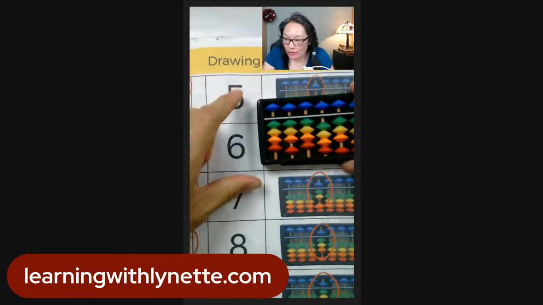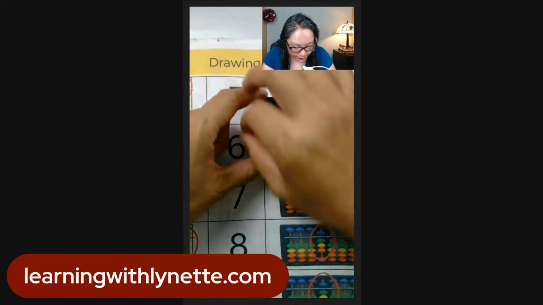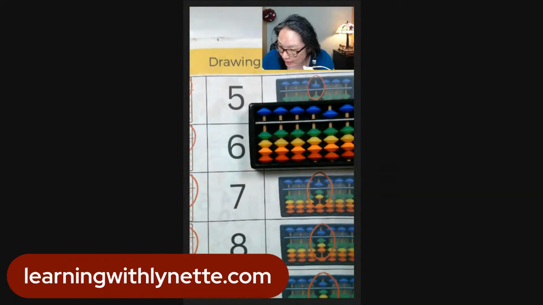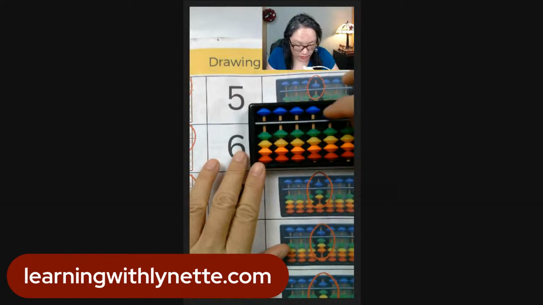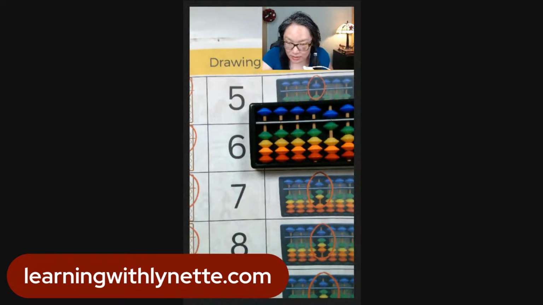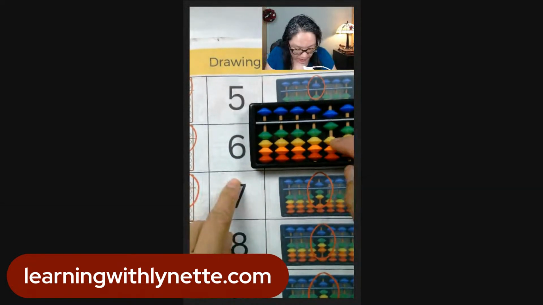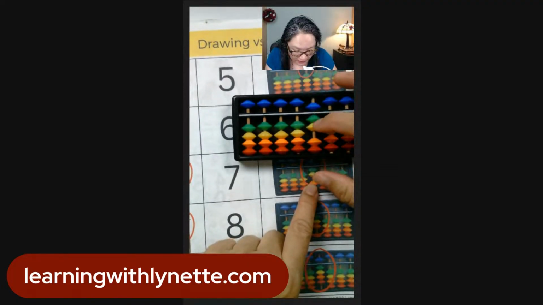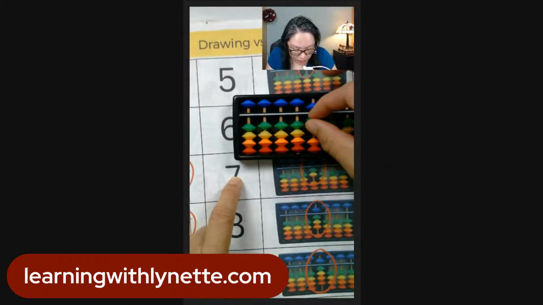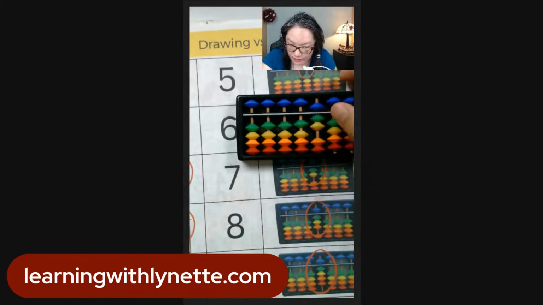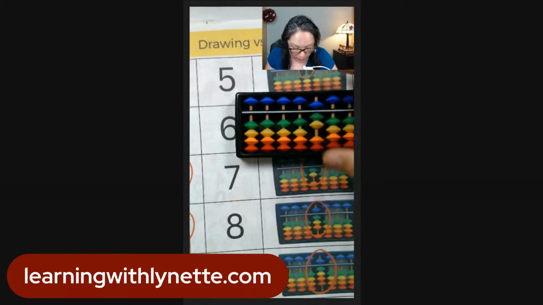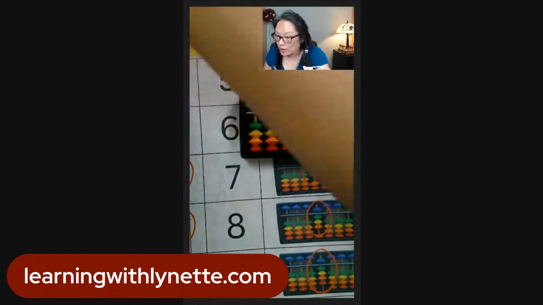So what we're doing is we're doing five. Five will always be the top bead, no matter what. And then this is six. That's what six looks like. Six and then seven. Five, six, seven. That's what seven looks like: five and then two beads. The two beads are equal to one each, and the top bead is equal to five.